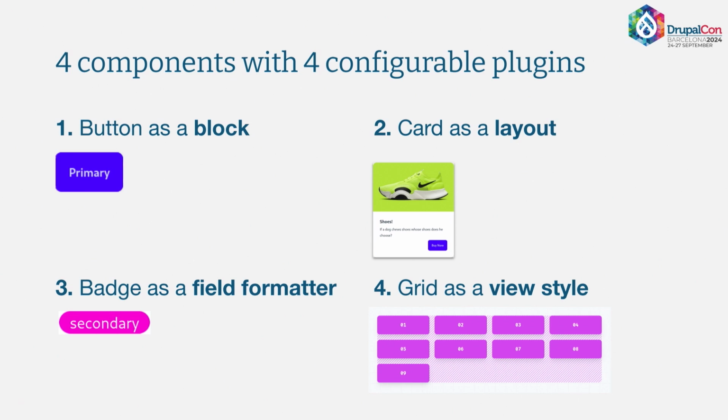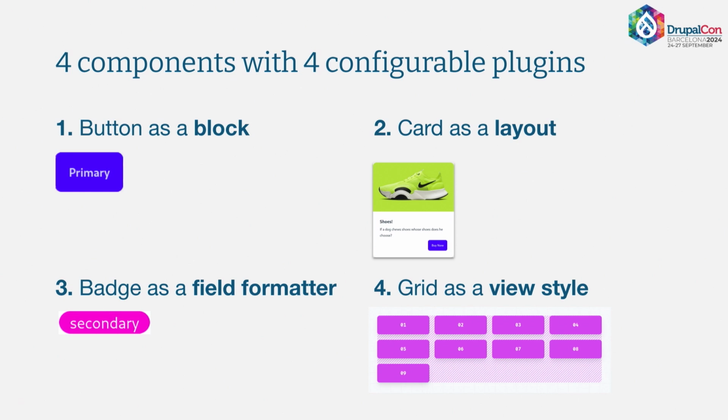Then the second use case is probably the most common use case. We add a card to an article content type. The third use case is a badge with a field formatter, also inside the card component. And the last one, we use a grid inside the view, inside Drupal views.